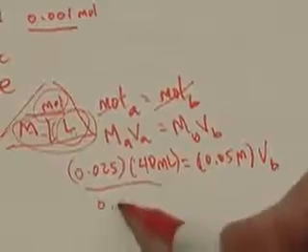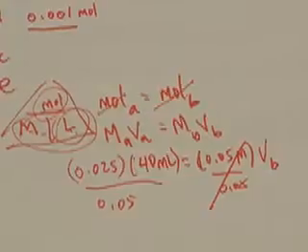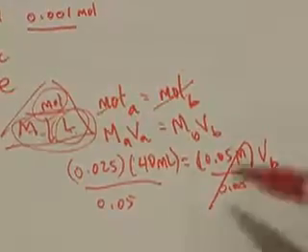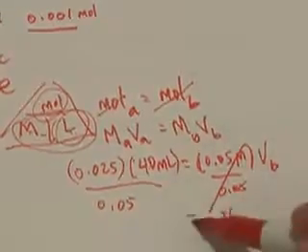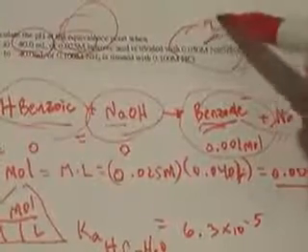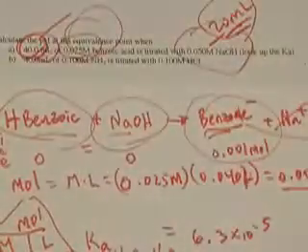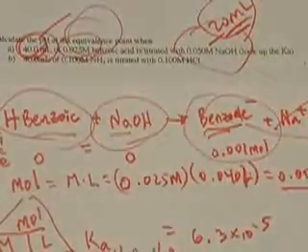So divide both sides by 0.05 molar. These guys cancel out. Go ahead and run this through your calculator, and it turns out that the volume of the base is 20 milliliters. So it turns out that I added 20 milliliters of this NaOH. So when I'm done adding 20 milliliters of the base to 40 milliliters of the benzoic acid, my total volume of solution is then 40 plus 20, 60 milliliters total.